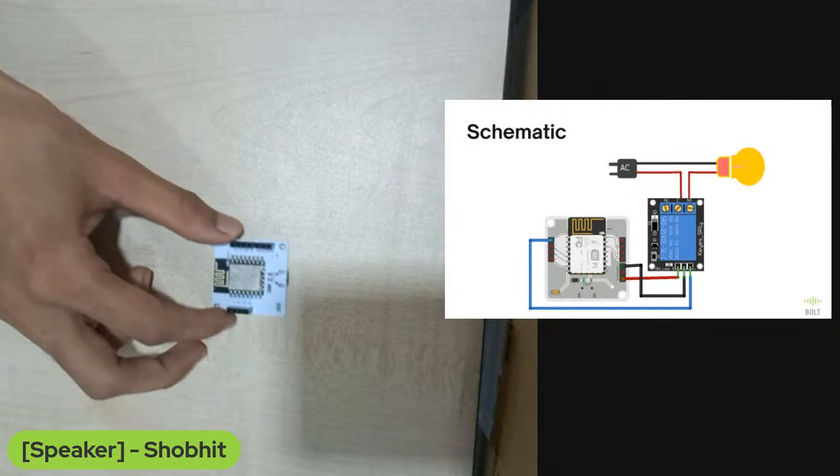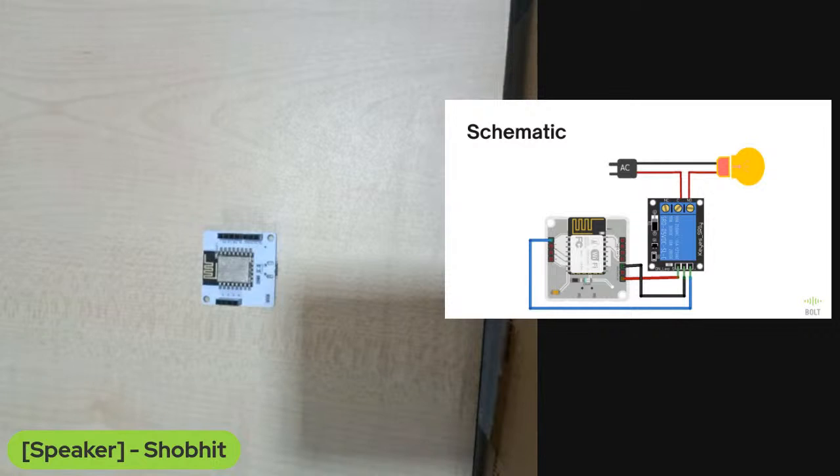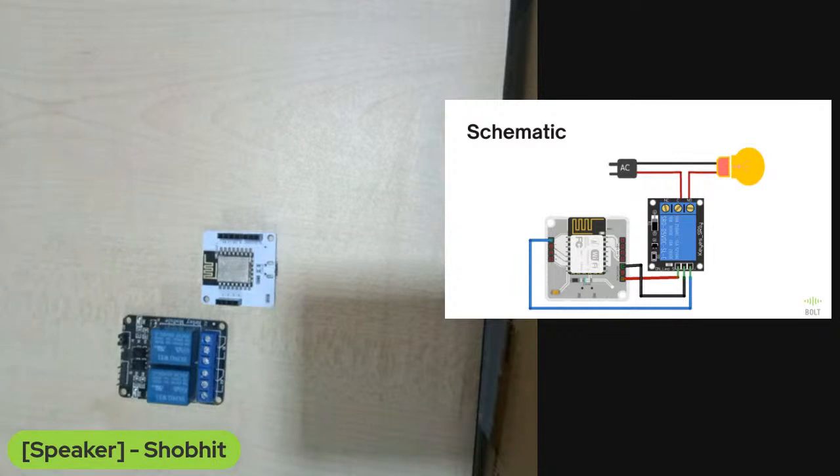So this is my Bolt Wi-Fi module, and this is my relay module. I am using a two channel relay module since I don't have a one channel, but it's okay. It will work the same.